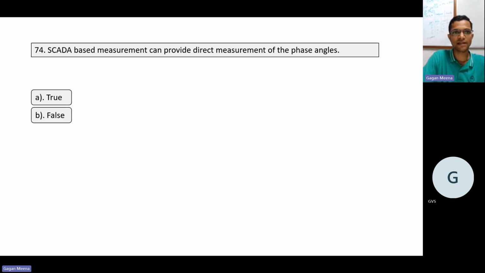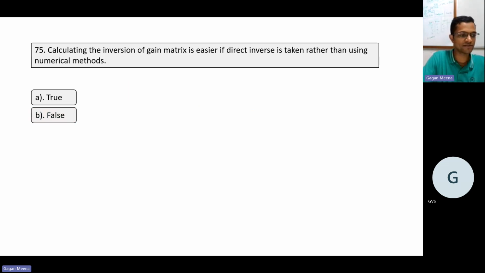SCADA-based measurement can provide direct measurement of phase angle? No, that is false. PMU can do that. In SCADA measurement, we get P, Q, and V magnitude. But in PMU-based measurement, we get voltage phasors and current phasors directly. We call them synchrophasors because they are time stamped and synchronized with the GPS clock.